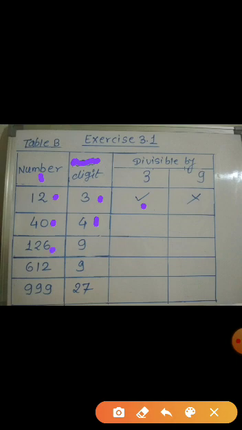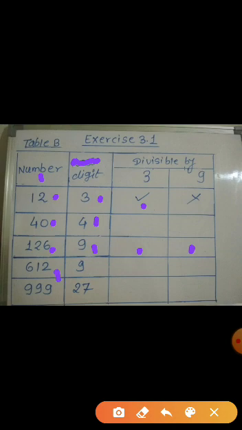Then the third number is 126. What is the sum of its digits? 1 plus 2 plus 6, that is 9. And 9 is divisible by 3 as well as 9. It means the number is also divisible by 3 and 9. So we have to put a tick in front of 3 and 9, both the columns.